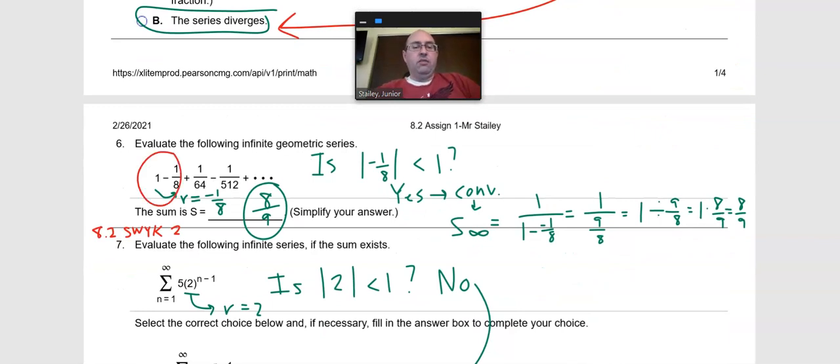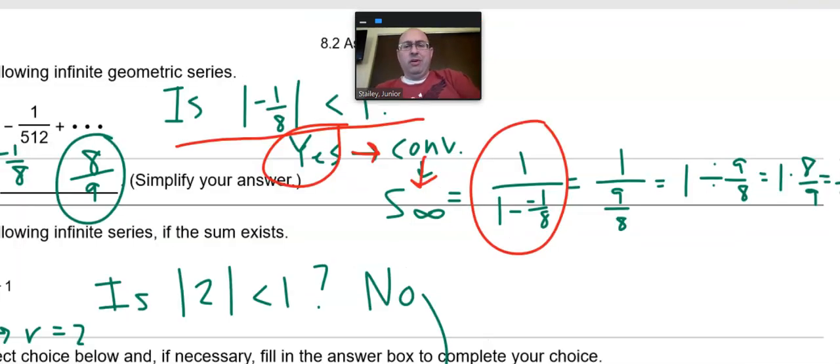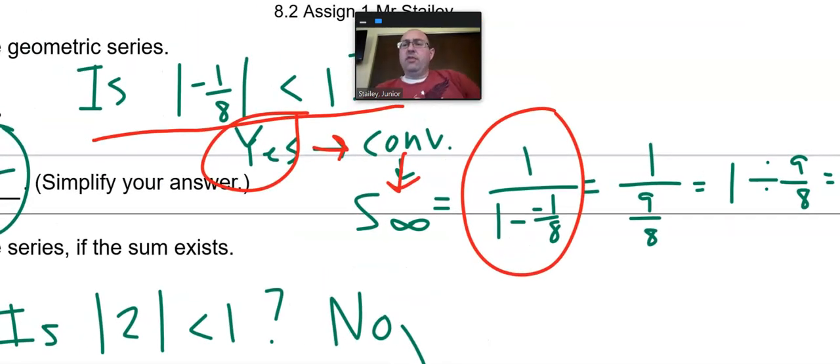Next, here we go. We're multiplying by negative 1/8 each time. Is the absolute value of negative 1/8 less than 1? Sure is, so it converges. Therefore, we can use the formula 1 over, right? My first term happened to be a 1 again. Man, it's like a magic number on these things. So first term was a 1 over 1 minus negative 1/8. Really, that becomes 1 plus 1/8, so that's why you get 9/8 on the bottom.